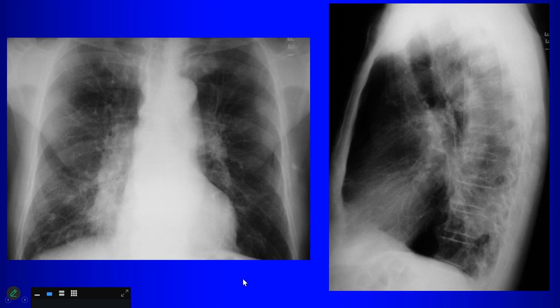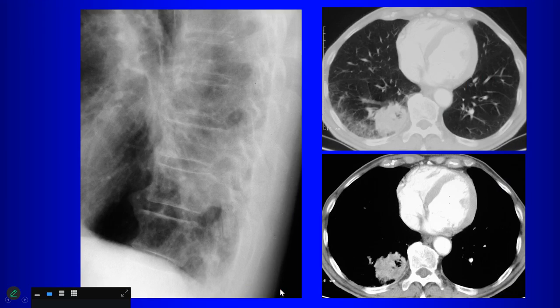This one, somewhat more obvious. We have a mass over here. You can see on the lateral view, there it is projecting over the neuroforamina. These are more lucent than that one. Tumor in the right lower lobe.